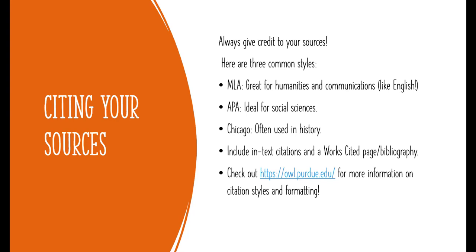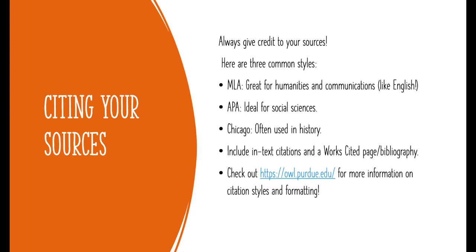APA, American Psychological Association, is typically used in social sciences like psychology, sociology, and education. APA emphasizes the author and date of publication, which is helpful for referencing more current research. Chicago style is often used in history and some other humanities fields. Chicago offers two citation systems, notes and bibliography or author date. It's a flexible style that suits historical and archival research.